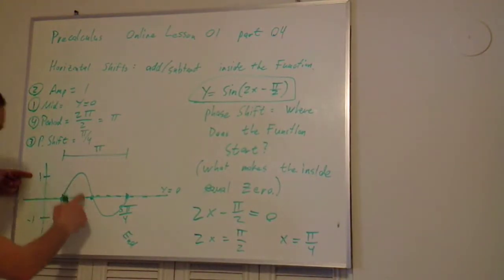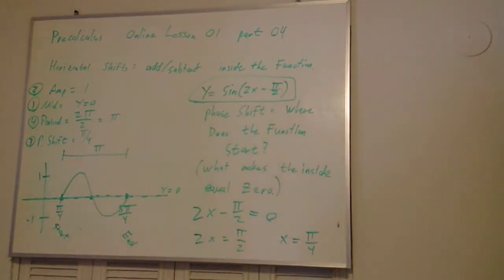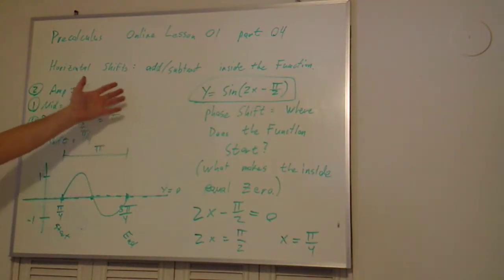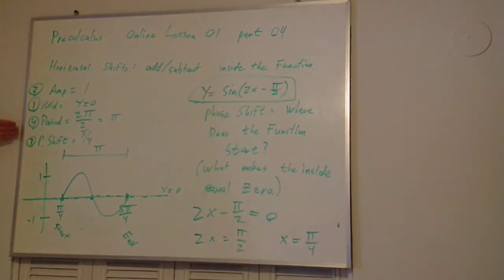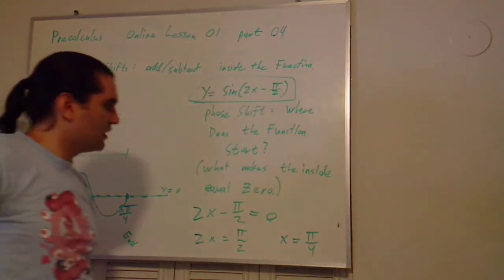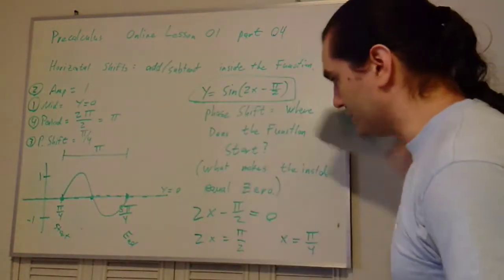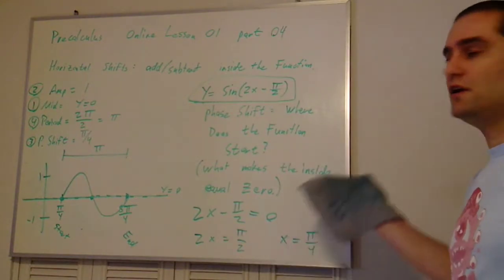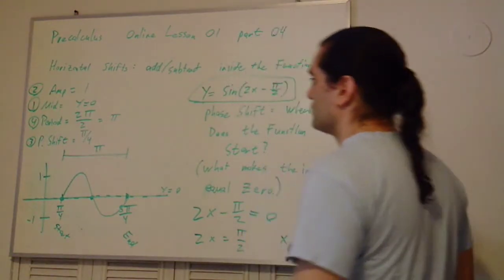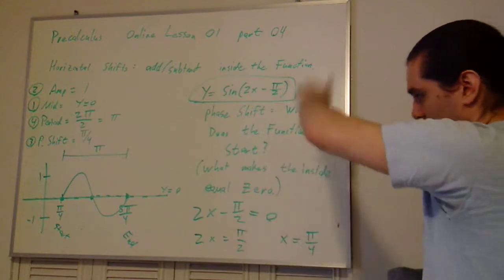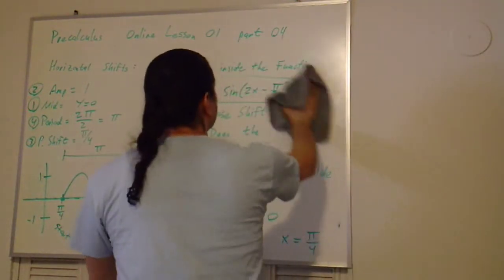Here, if we want to find where this function starts, setting this inside equal to 0, it's going to be a little dicier. And honestly, the safest and easiest way to do this is always to take the insides, 2x minus pi over 2, this is what's inside the sine function, just set it equal to 0.